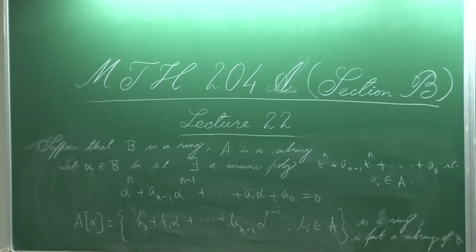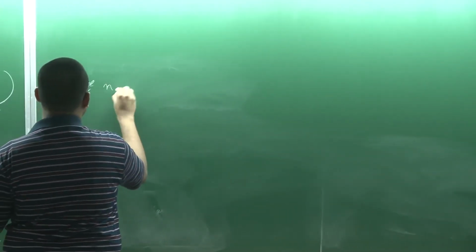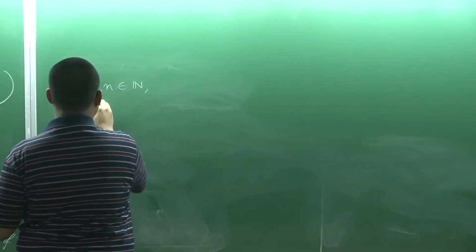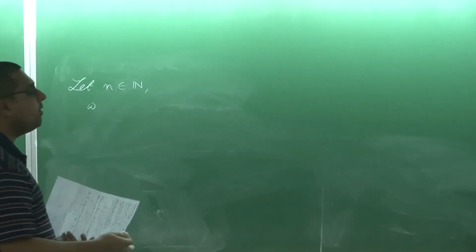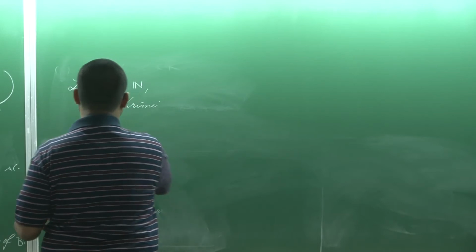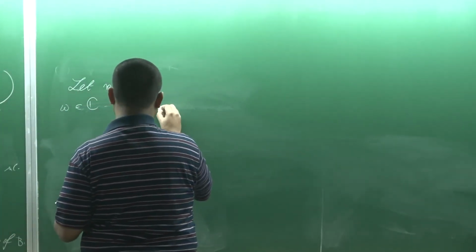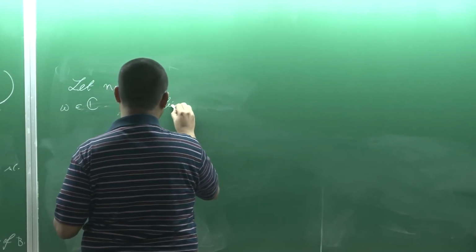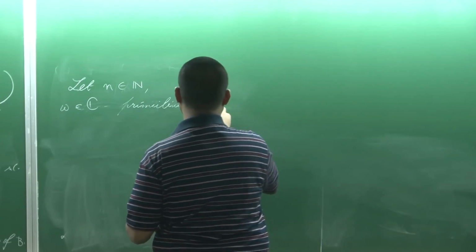Which you might have seen. So, this is basically like: fix a natural number n, let omega be a primitive nth root of unity. So, what it means is, omega is a complex number, a primitive nth root of unity.